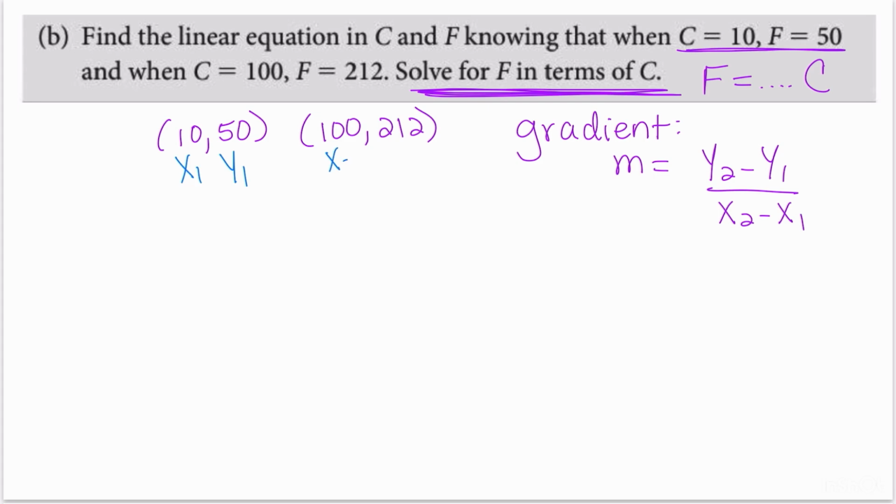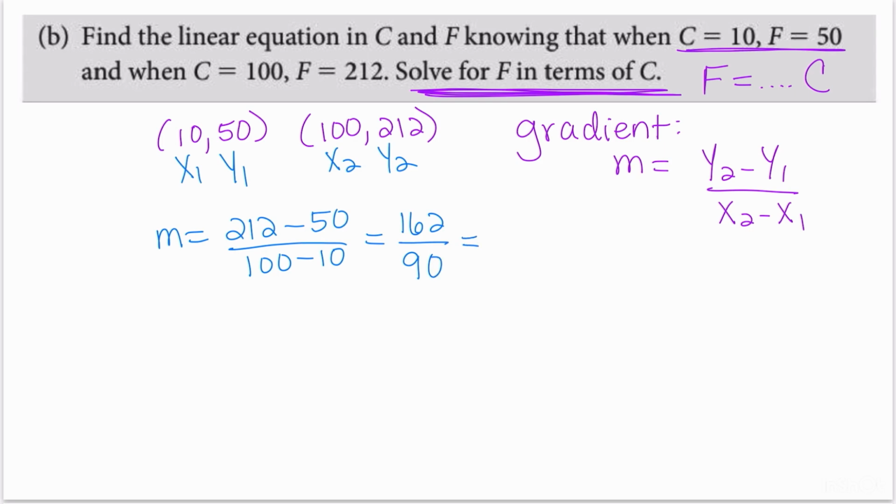So here, my gradient is going to be y2, which is 212, minus y1, which is 50, over 100 minus 10. Go ahead and put this into your calculator. You're going to get 162 divided by 90, which we can simplify in the calculator instead of writing it as a decimal. As a decimal, it's going to be 1.8. But as a fraction, if in your graphing calculator you press math frac, it's going to give it to you as 9 over 5. Now, I don't have the y-intercept, and so I do need the y-intercept.